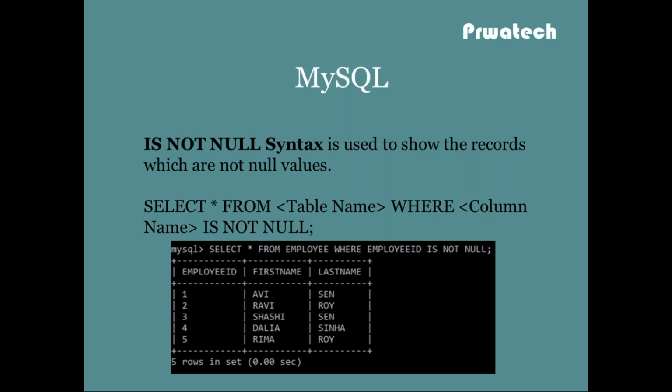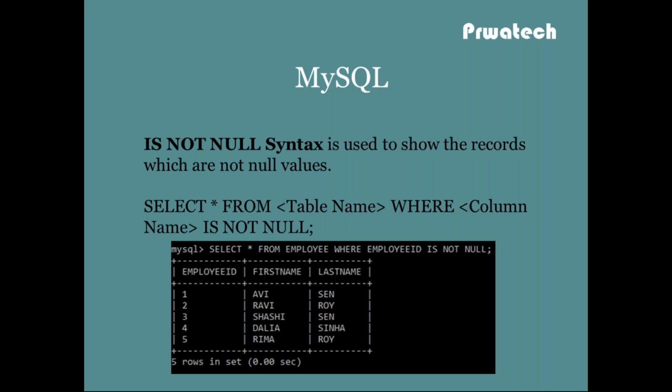Now on the same page, suppose we want to check the records which are not null in nature, which contain some values in them. For that, the keyword is NOT NULL, to display the non-null values from the table. So the syntax is SELECT * FROM table name WHERE column name IS NOT NULL, followed by a semicolon.